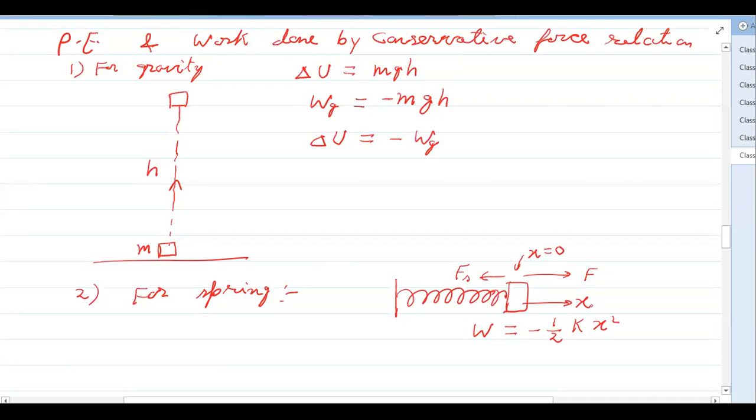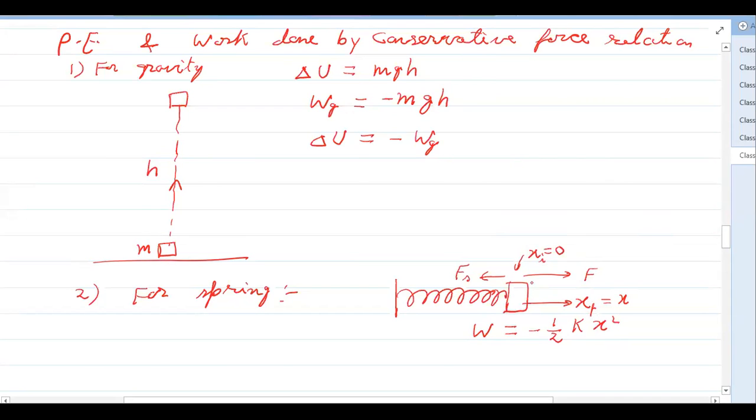So x initial is 0 and x final is x. Okay. So if it is pulled by distance x, the work done is minus half kx square. So this expression we have already derived in the last class. And the work done by spring force is this.